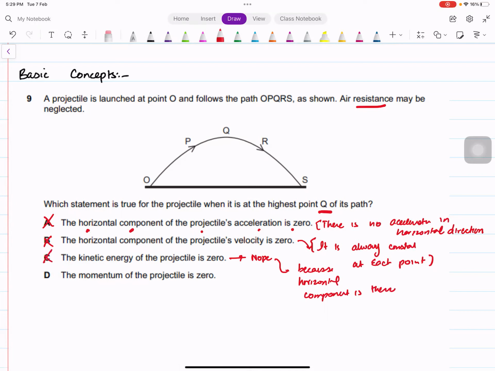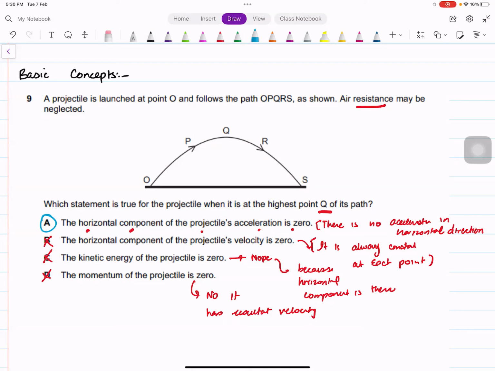And the momentum of the projectile is zero. That is wrong, it has resultant velocity. Sir, is B the answer? No, it is A, because I've written the same thing basically. All right, is that clear?